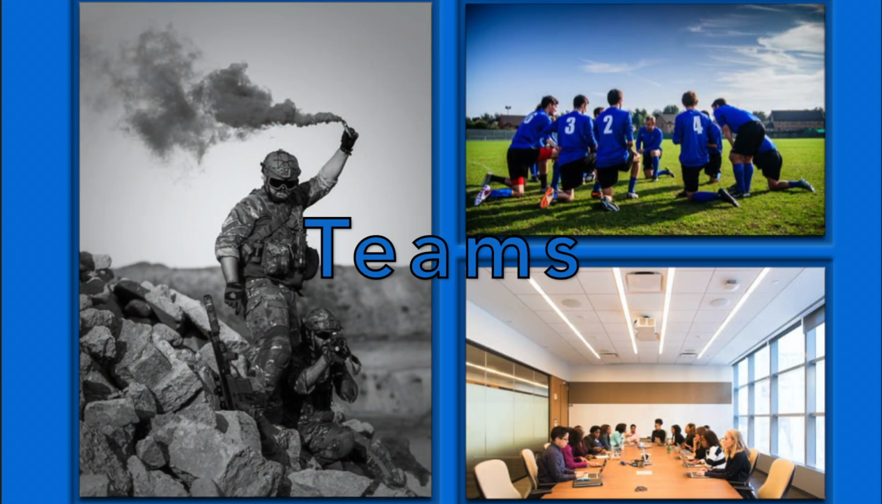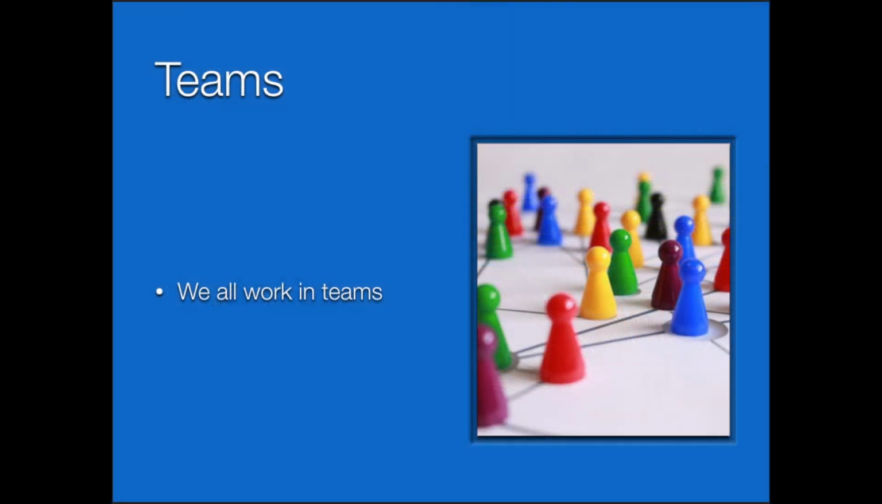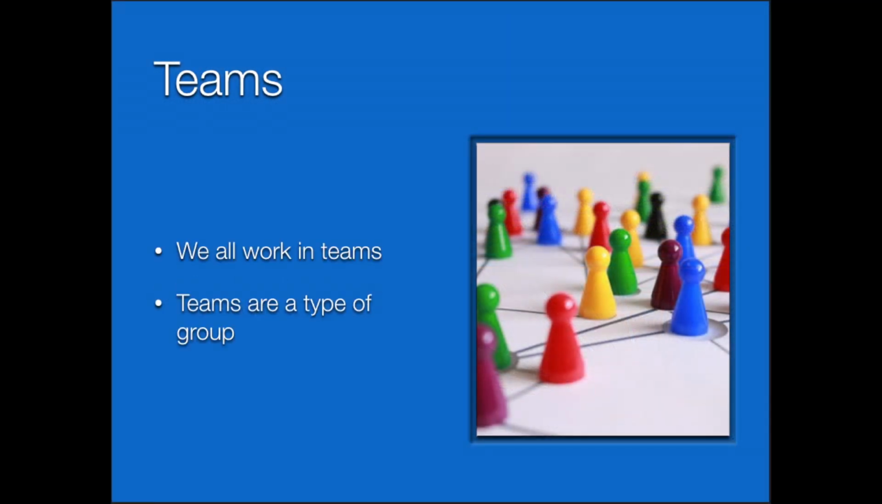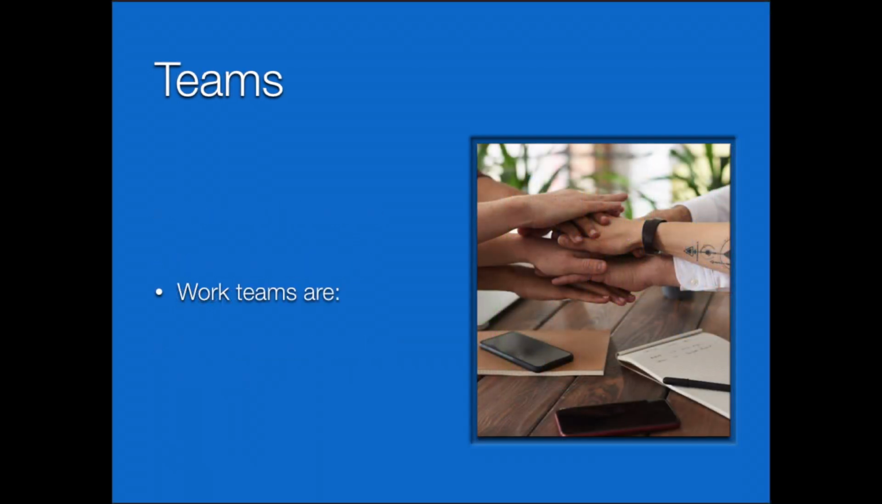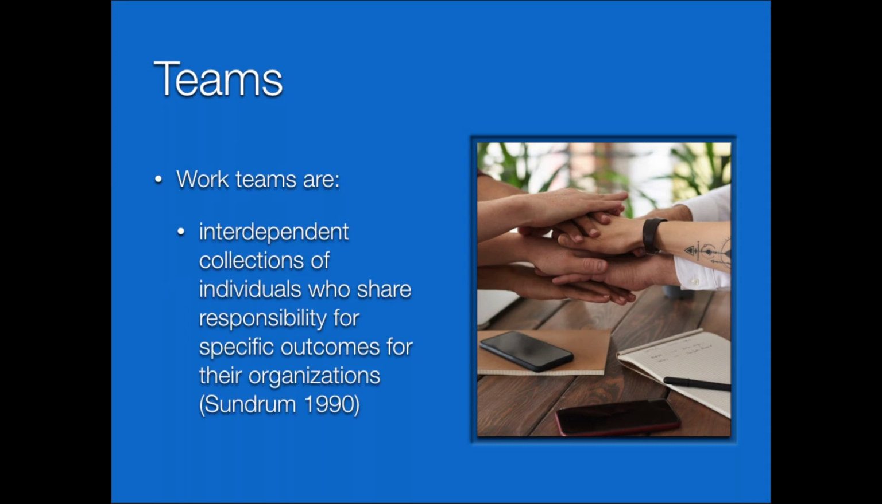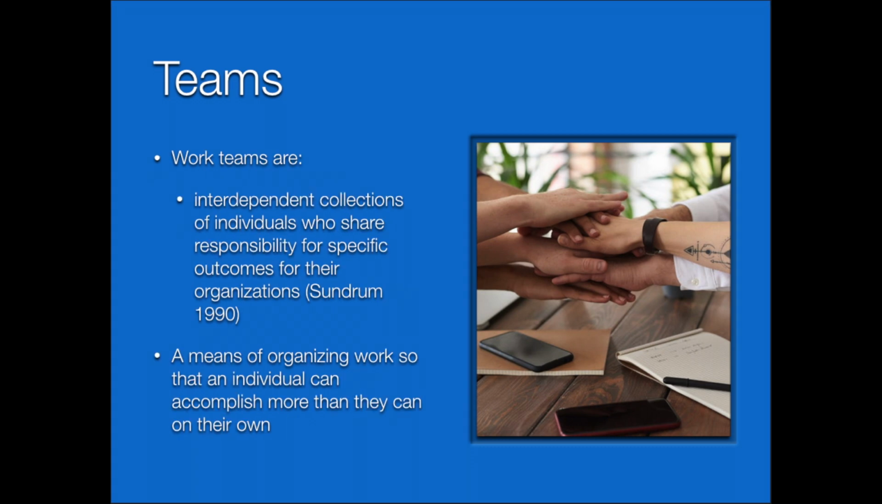First, we're going to take a look at teams. We all work in teams. Teams are a type of group. They can be formal, deliberate and systematic, or informal, where they come together naturally. Work teams are interdependent collections of individuals who share responsibility for specific outcomes for their organizations. They are also a means of organizing work so that an individual can accomplish more than they can on their own.